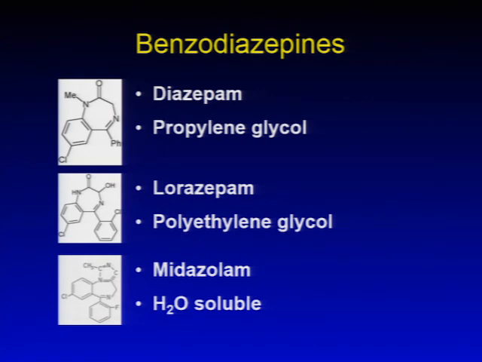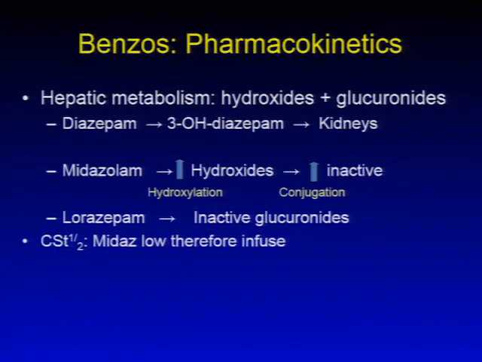Benzodiazepines are the next agent. Diazepam, which is typically diluted in propylene glycol. Lorazepam, which is in polyethylene glycol, and midazolam, which is water-soluble. The benzodiazepines are metabolized in the liver to hydroxides and glucuronides. For example, diazepam is metabolized to 3-hydroxydiazepam and then excreted in the kidneys. Midazolam is hydroxylated and then conjugated into inactive compounds, and lorazepam is broken down to inactive glucuronides.